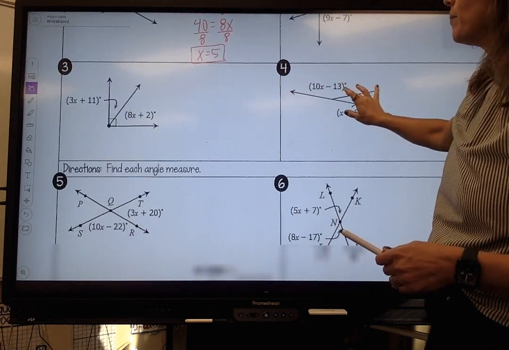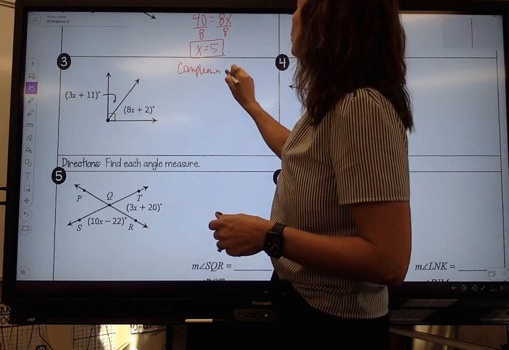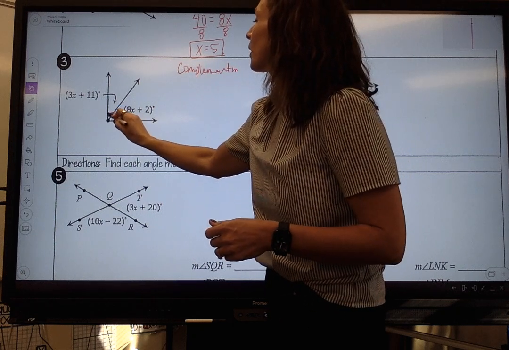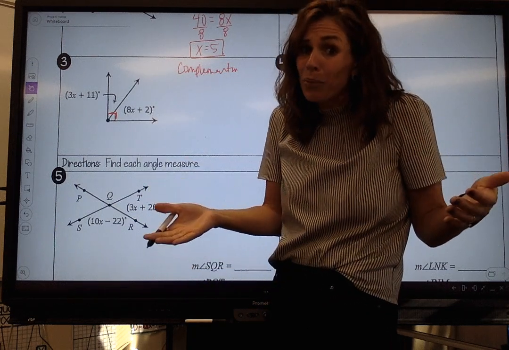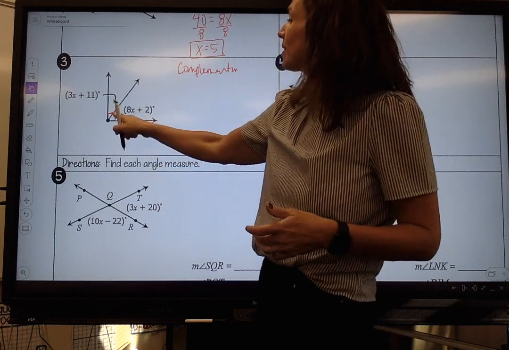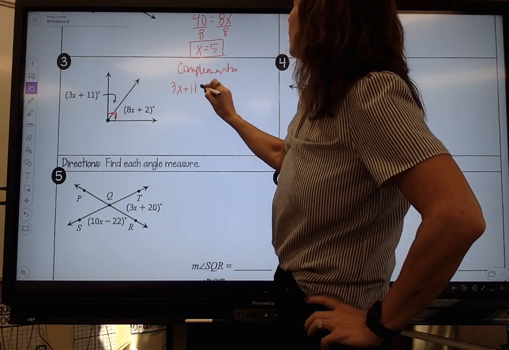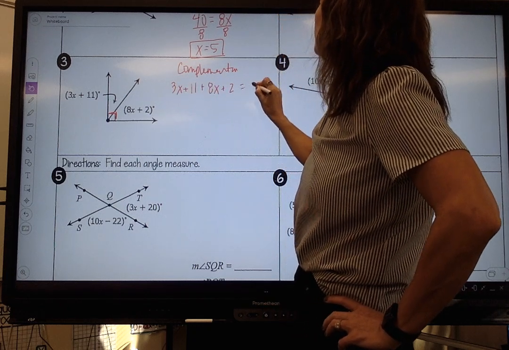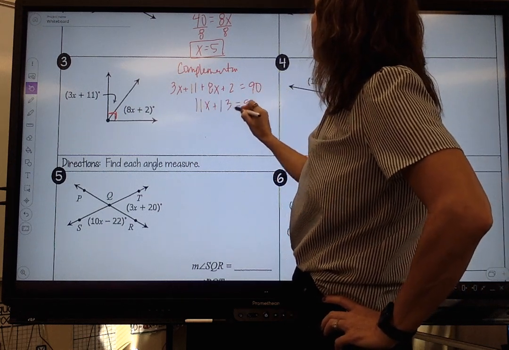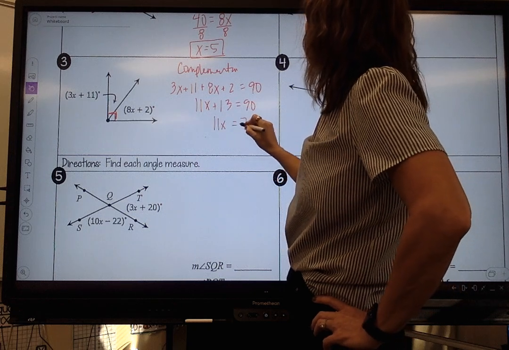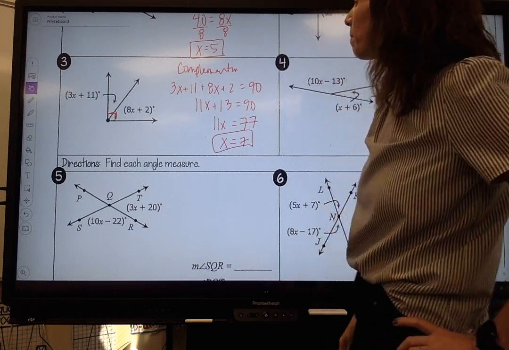Take a look at number 3. What kind of angles are these? These are complementary. You only know that they are complementary because of this mark here. If you did not have that mark, you cannot assume, because it could be 89.5 degrees. It has to have that mark. But complementary angles add up to 90 degrees. So I set my equation and I solve. And then I subtract 13 on both sides and I get 77. X then equals 7. Okay?